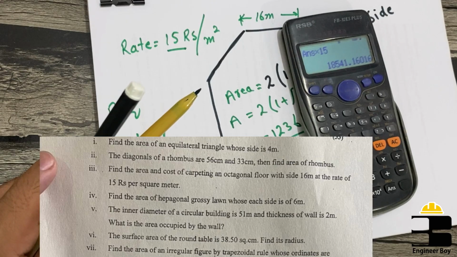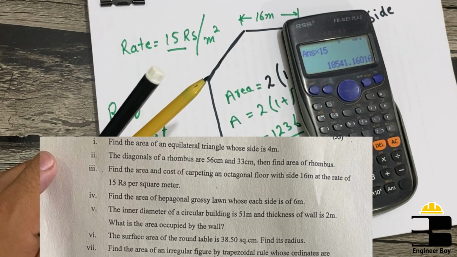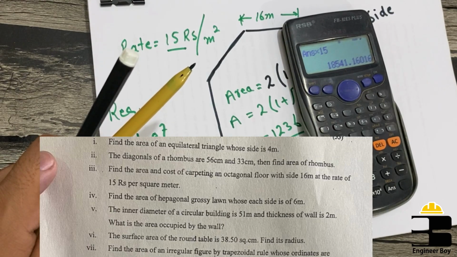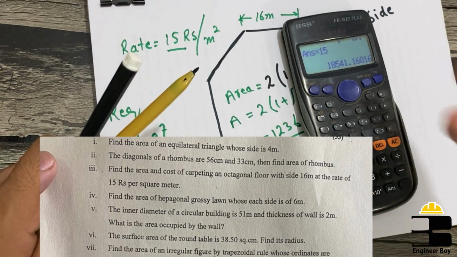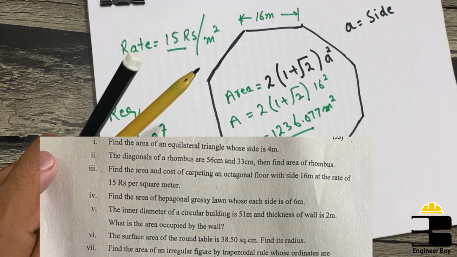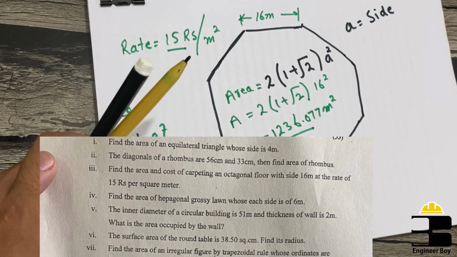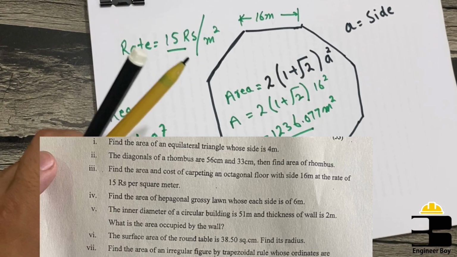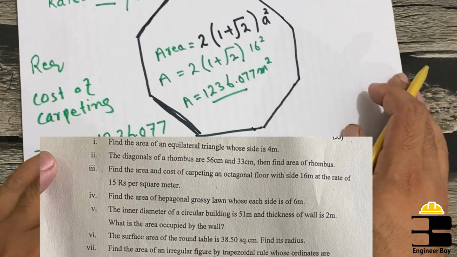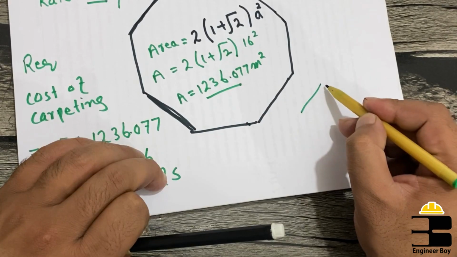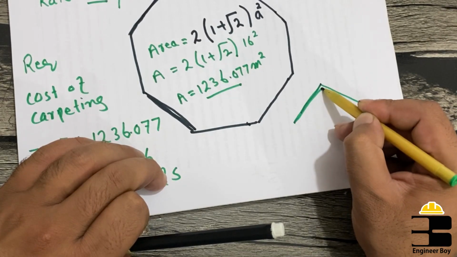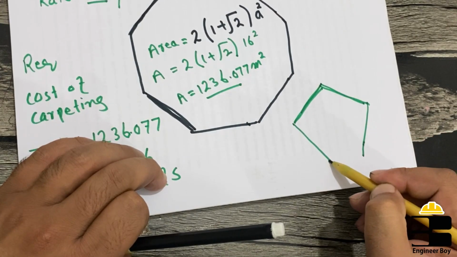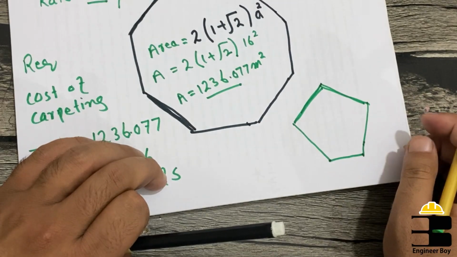So let's just do that again. As you can see on the screen, find the area of a heptagonal grassy lawn whose each side is given. A heptagon is a polygon with 7 sides. In order to determine the area of this shape, here is another tip. If you have any type of polygon, there is a universal formula you can use to determine the area of any regular polygon.